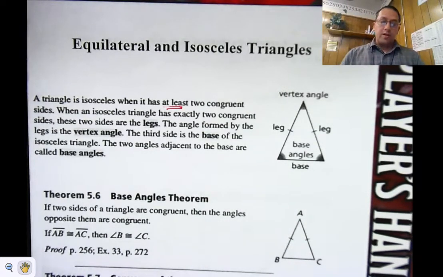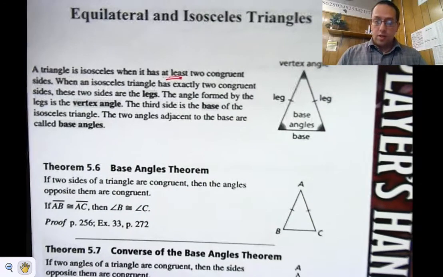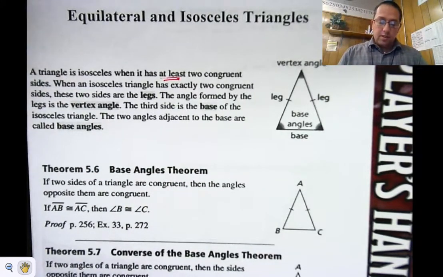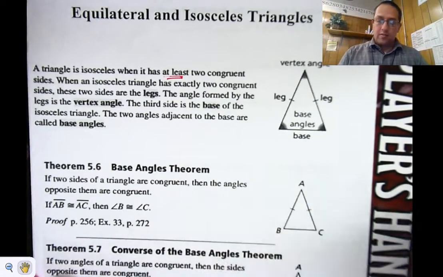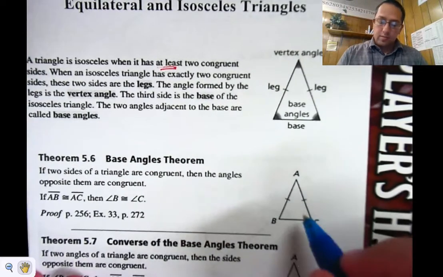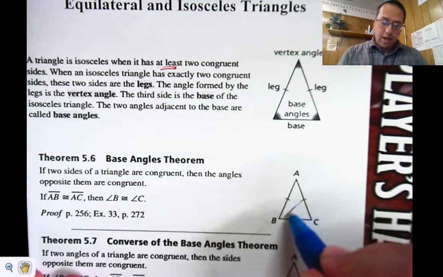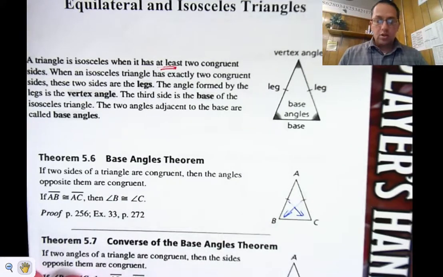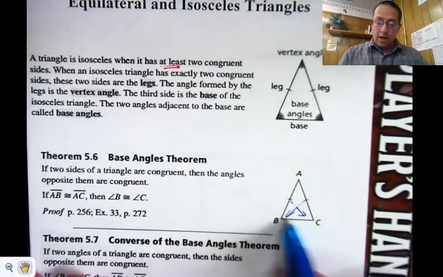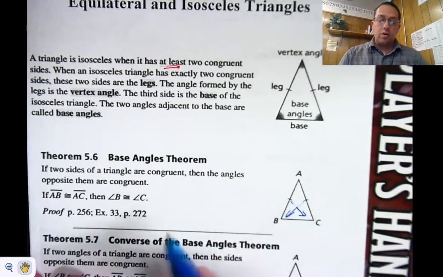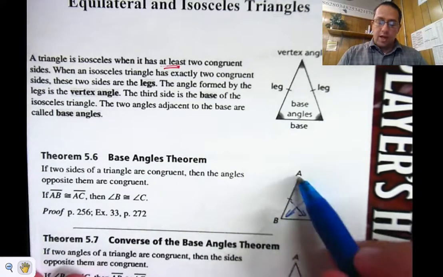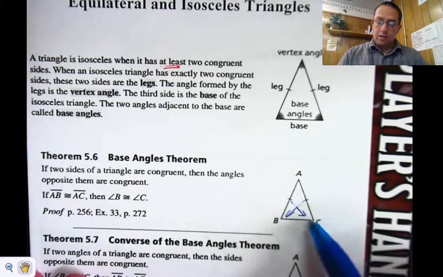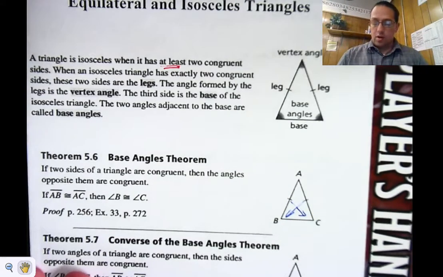theorem that specifically talks about the base angles. That is the Base Angles Theorem. What the Base Angles Theorem says is that if two sides of a triangle are congruent, then the angles opposite them are congruent. So here we have the two legs of this isosceles triangle are congruent, because it's isosceles. And what this says is that the angles opposite those legs are going to be congruent. And the angles opposite the legs are the base angles. So we call it the Base Angles Theorem. So that means that since AC is congruent to AB, then angle B is congruent to angle C. They're opposite each other. They're congruent.